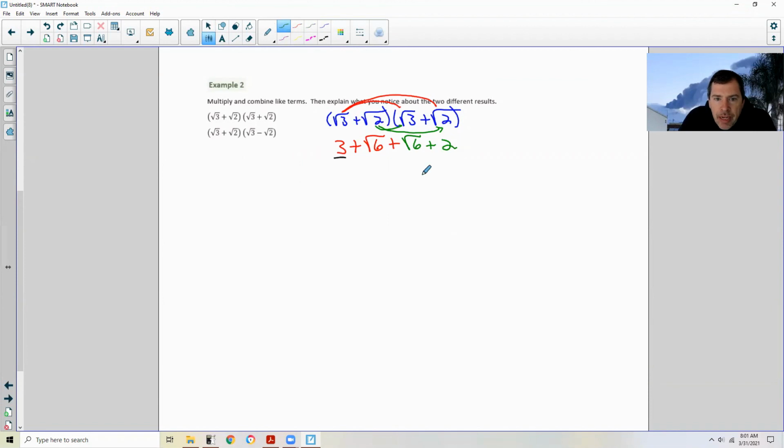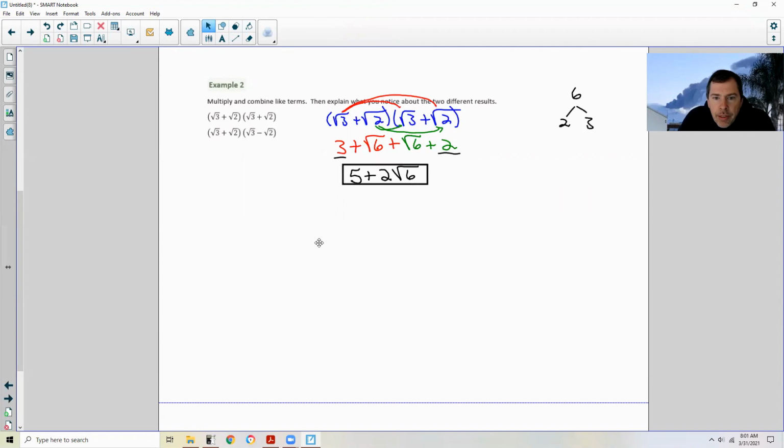Combining like terms, I have a 3 and I have a 2. That's going to give me 5, plus, and I have 2 square root 6s, so you just say 2 square root 6. Now the square root of 6 is 2 times 3, and there's my factor tree, and as you can see, there are no pairs, so I cannot simplify the radical 6. So this is our answer. Okay, there's the answer to the first one.